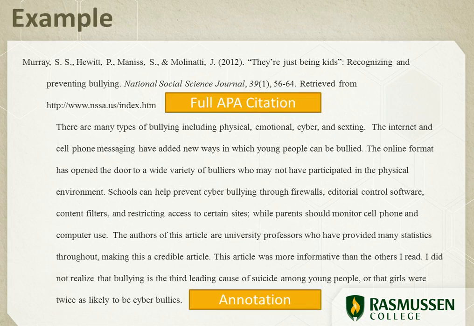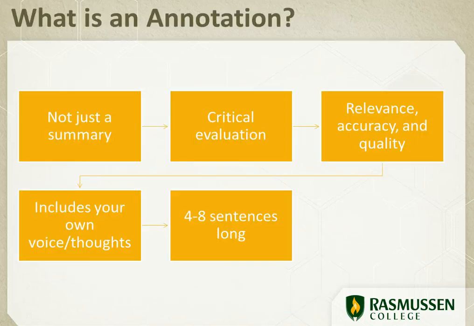Here is an example of an annotated bibliography entry. An annotation should not be just a summary of what the book or article or web page is about. Annotations are meant to be critical in addition to being descriptive. The purpose of an annotation is to inform the reader of the relevance, accuracy, and quality of the sources cited. An annotation should also be reflective and include your own voice. The annotation is formatted as a single paragraph and is typically 4 to 8 sentences in length.